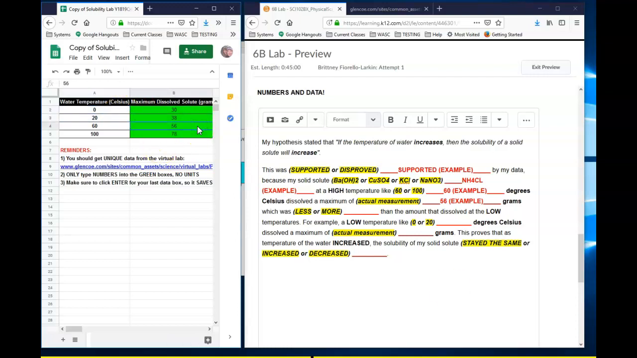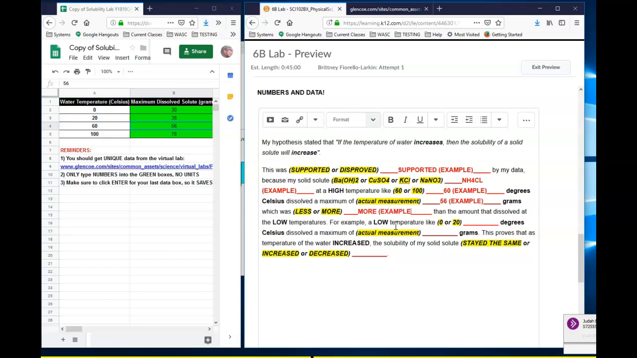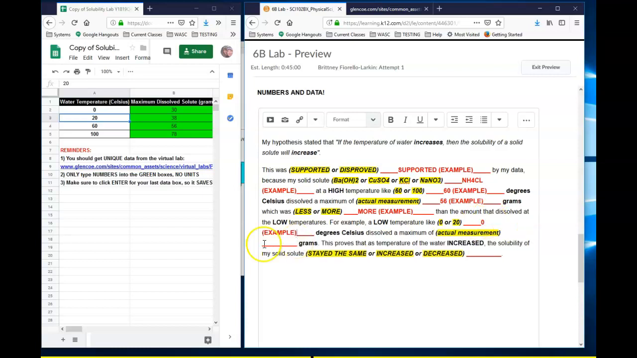Yeah, 56 is a bigger number. So this is more solute than dissolved at these lower temperatures. Again, this is my example. So more than the amount that dissolved at the low temperatures. Because, for example, at the low temperature, like 0 or 20, let's say I say 0 degrees, the maximum that dissolved was only 30 grams. So 30 grams was my example.